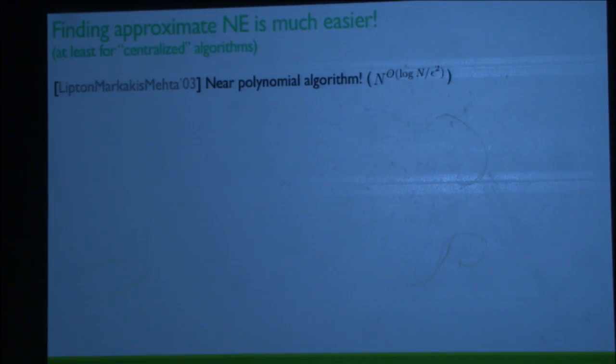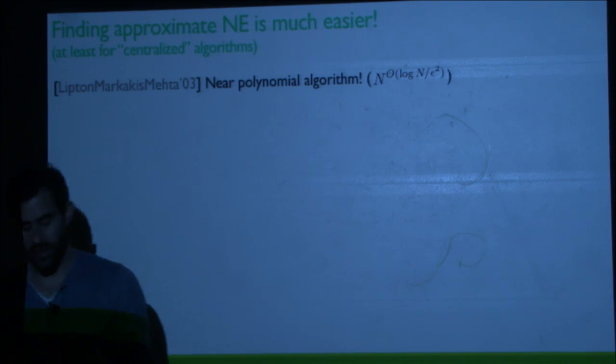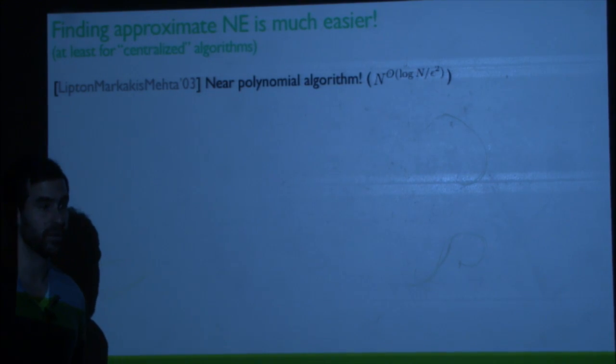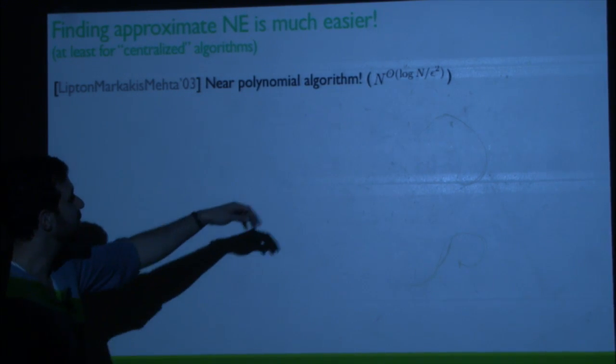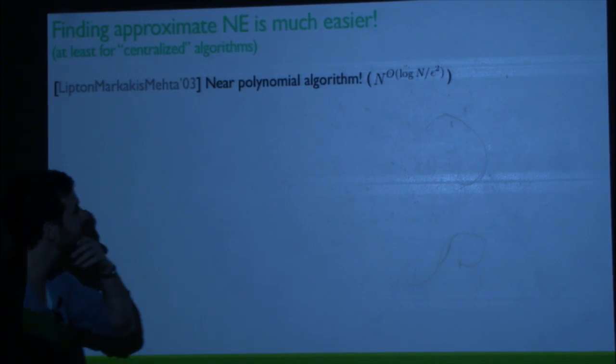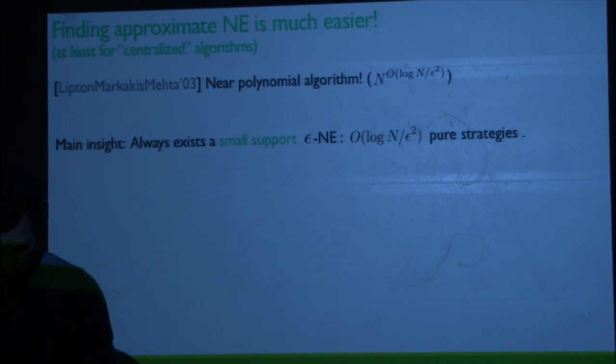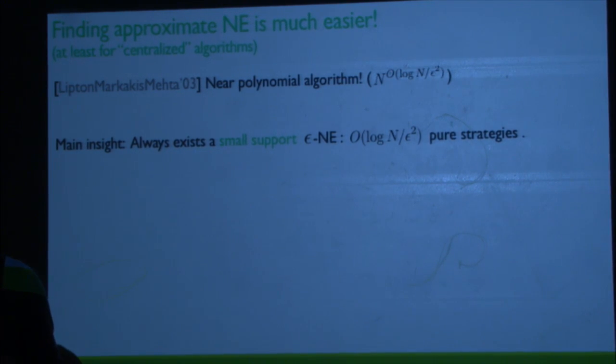And it turns out that, at least computationally speaking, in the centralized model, relaxing the problem to an approximate equilibrium makes the problem significantly easier. So you can solve it in quasi-polynomial time. And the main insight here is that any game with bounded payoffs has an epsilon approximate Nash equilibrium which is supported on a very small set of pure strategies.